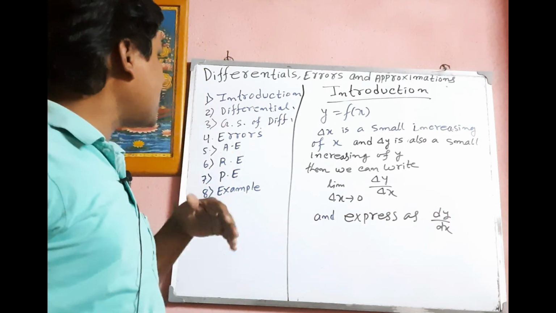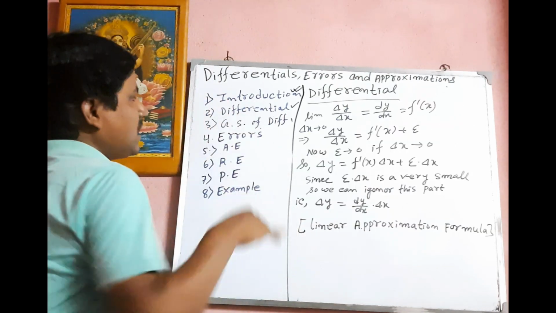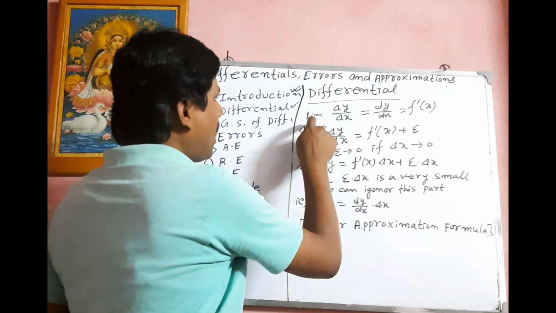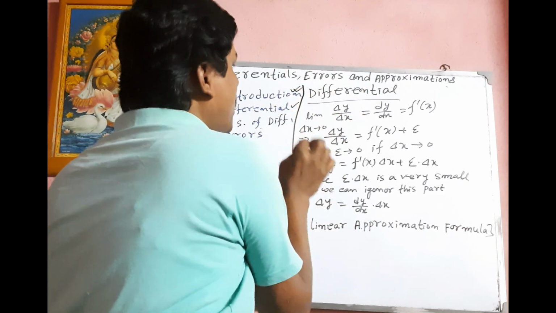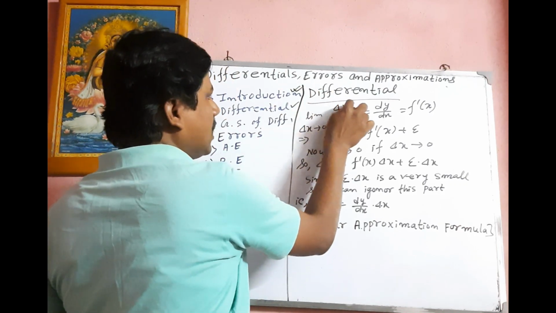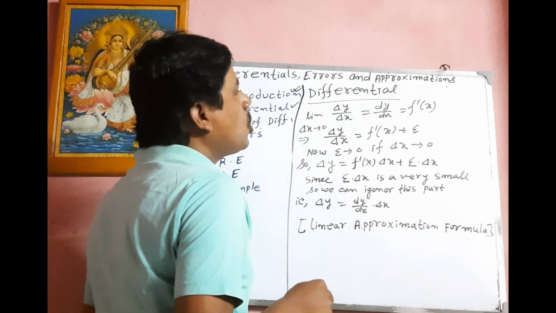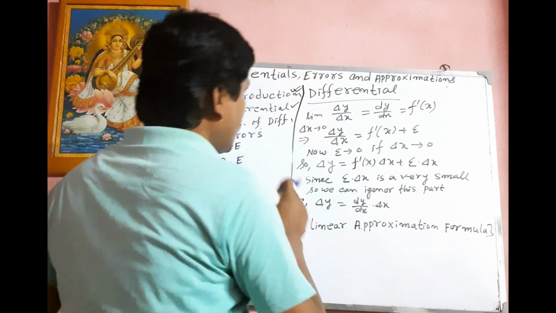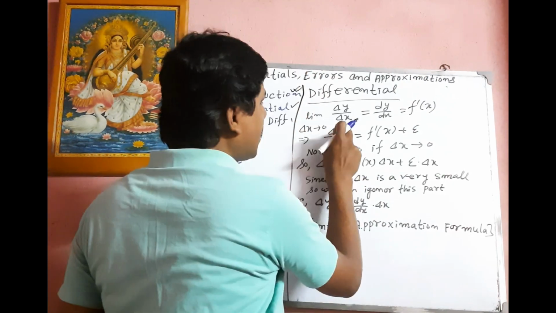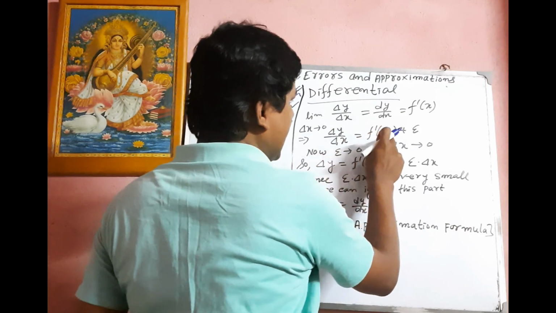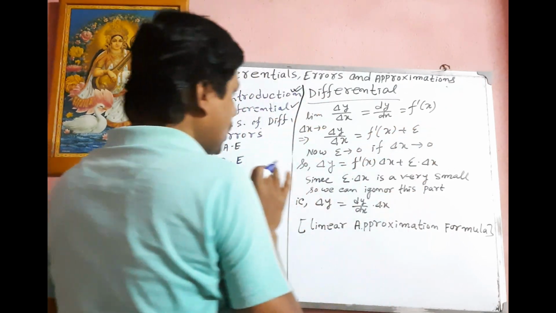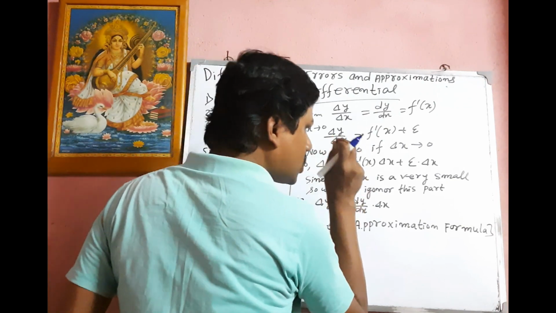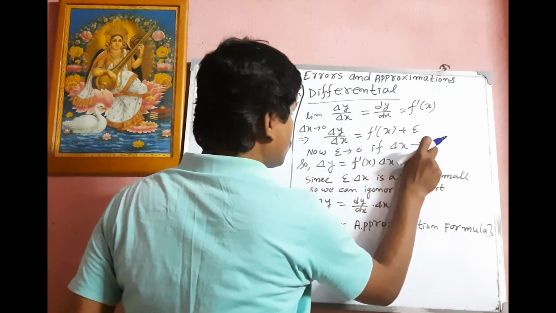Now we move to the next part, that is differential. In the differential section, at first the limit as delta x tends to 0 of delta y by delta x is equal to dy by dx, and this is f dash x. From this we can write delta y by delta x is equal to f dash x plus epsilon. Now epsilon is a positive small quantity, and epsilon tends to 0 if delta x tends to 0.